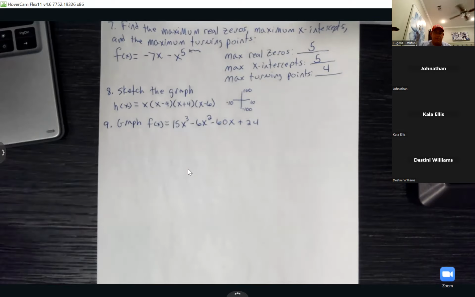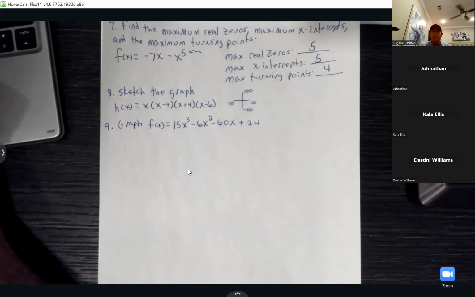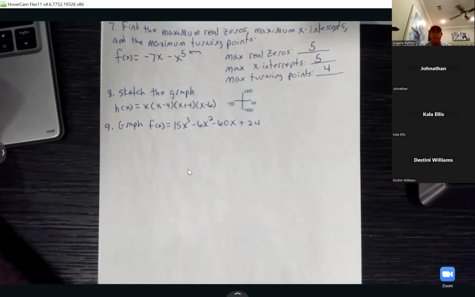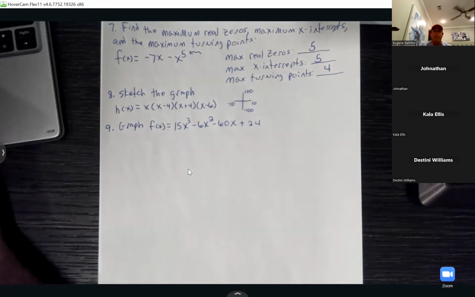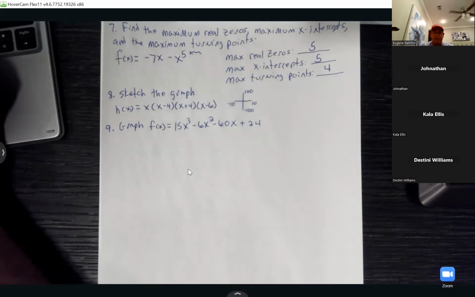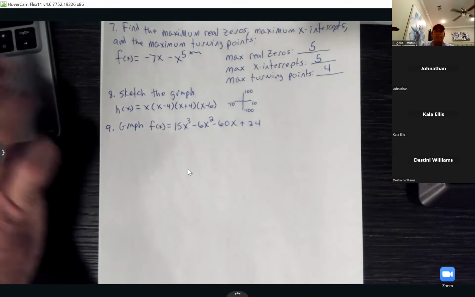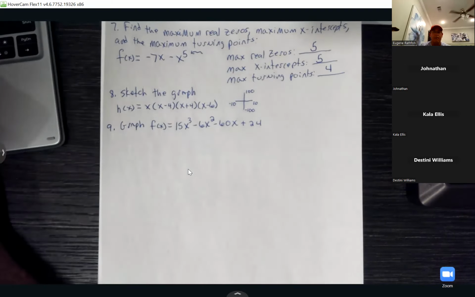Y'all hang on, I'm trying to find my cursor here. Ooh, my mouse is froze. Hang on a second. Right, there it goes.